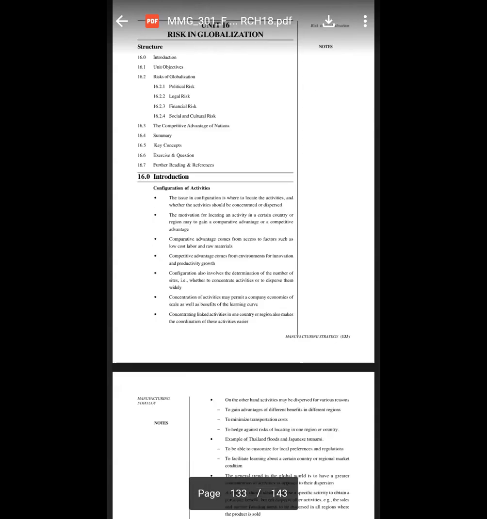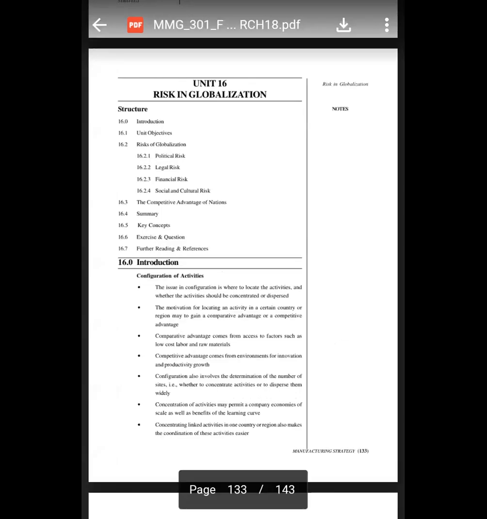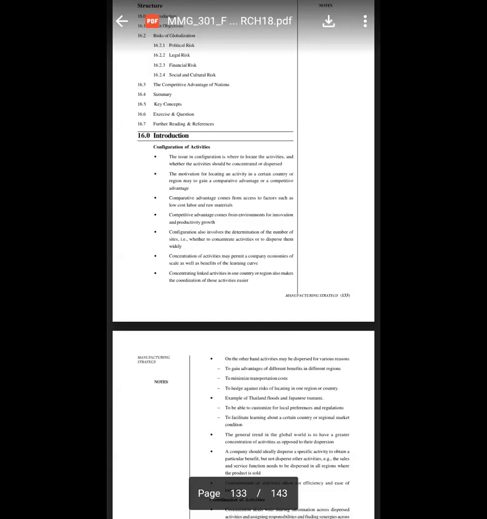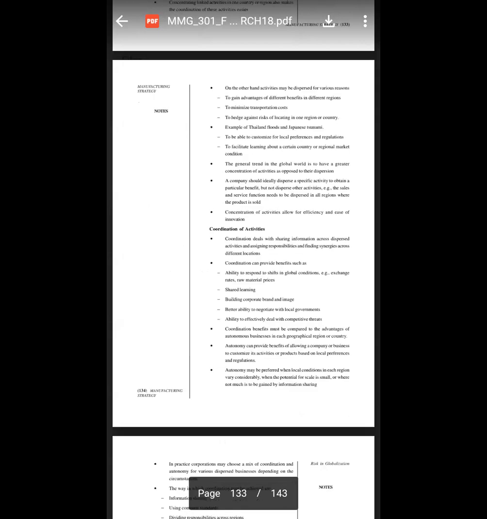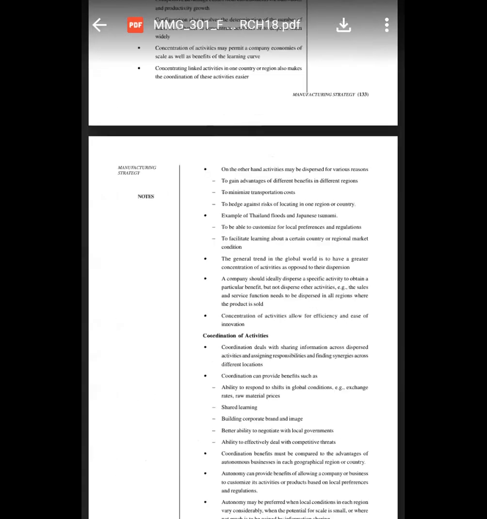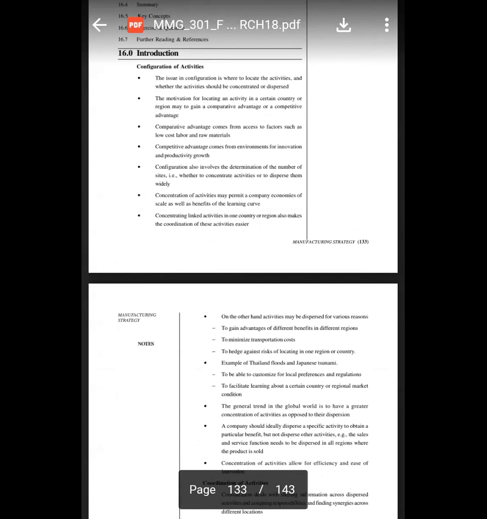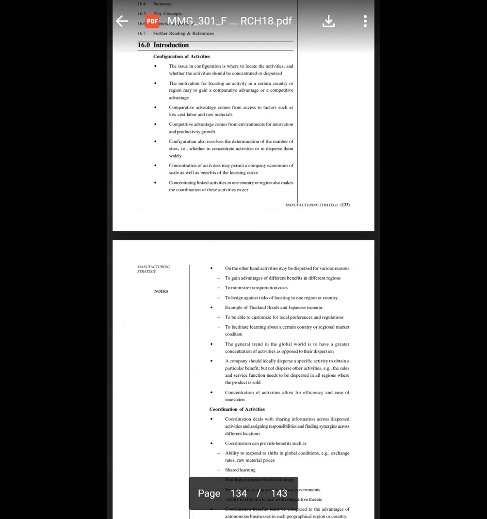Now we are going to see the risks in globalization. Definitely, there are a few risks in globalization that we need to understand. As we have discussed with coordination of activities and configuration of activities, they have expanded the concept. The issue in configuration is where the activities are located and whether the activities should be concentrated or dispersed. The motivation of locating activities in certain industries, countries and regions may be to gain comparative advantage or competitive advantage.